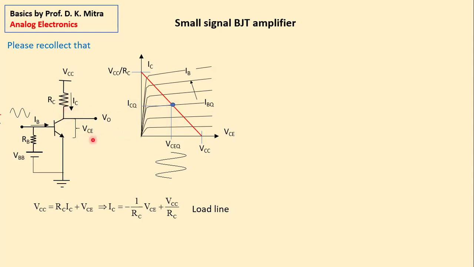Bias means the DC condition when there is no signal. And once there is a signal, then what happens? Over and above the DC current IB, there is an alternating current here that keeps on changing the VCE, and that keeps on changing the IC values, and output RCIC keeps on changing like this. This was one lesson that we have learned.